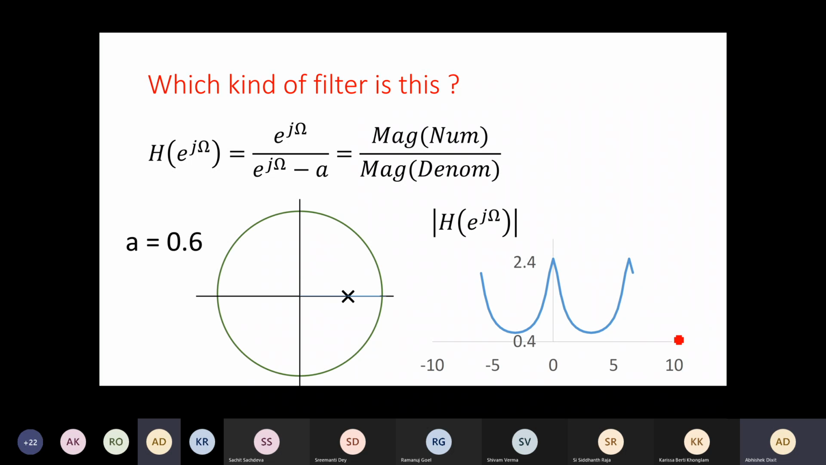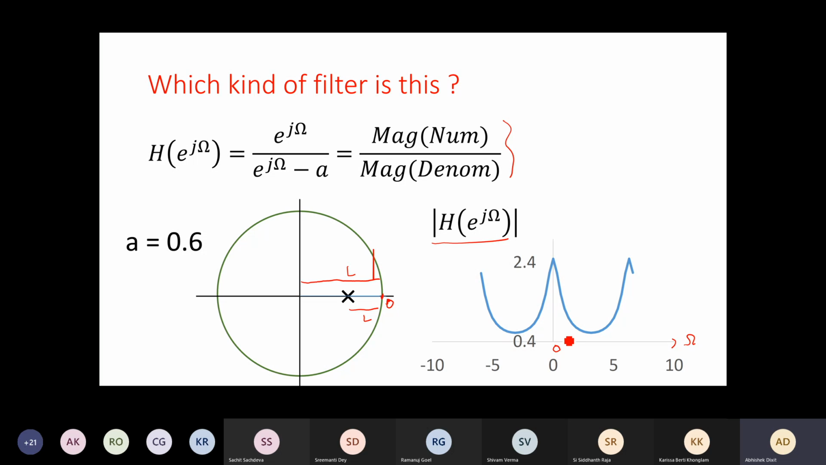So I have to find this mod of H(e^jω) as a function of frequency omega, and let us now fix omega as 0. So omega 0 means I have to investigate these two quantities for omega 0. So omega 0 is here. This length is constant, divided by this length. This will give us the magnitude of H(e^jω).